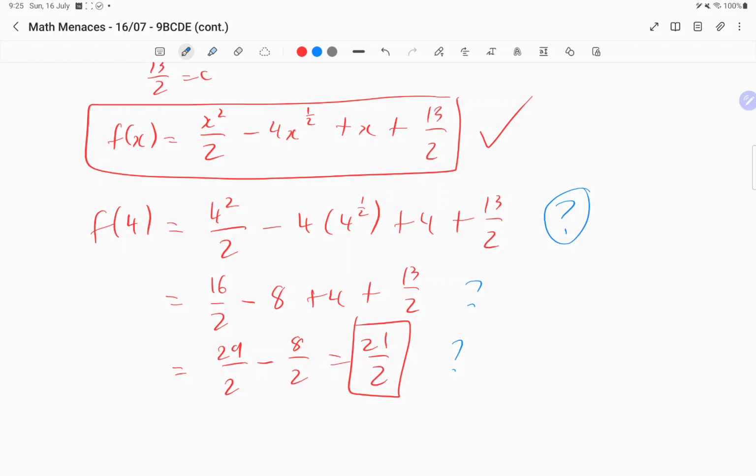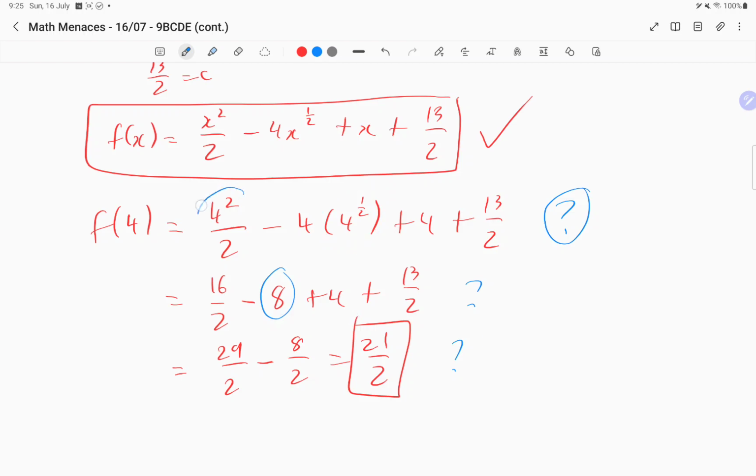Sorry? Is it the power before? Yeah, it is 4 power half. What's 4 power half? 2. 2 times 4 is? 8. Which is the one down here. So it seems correct so far.